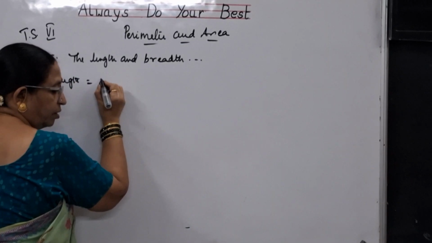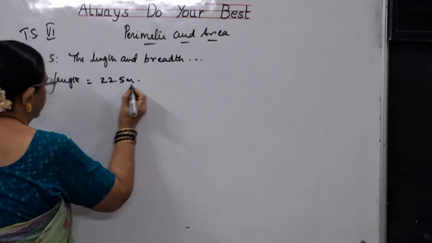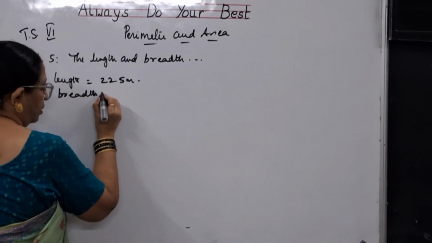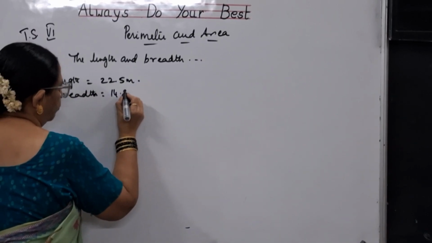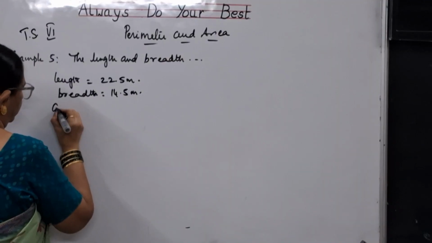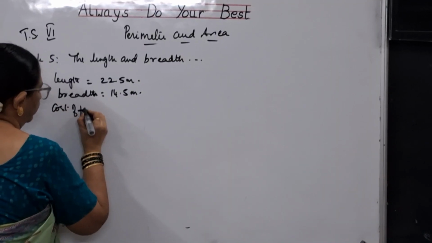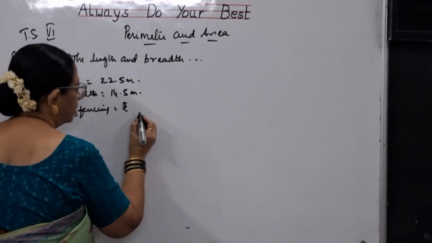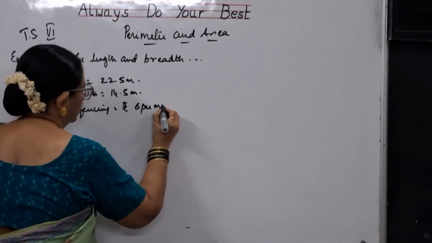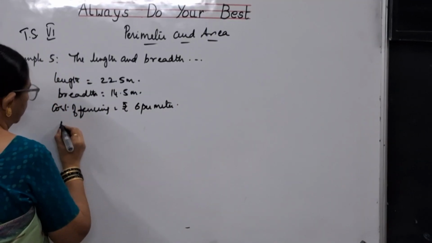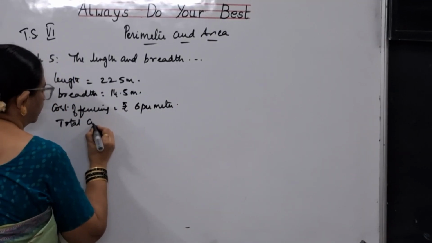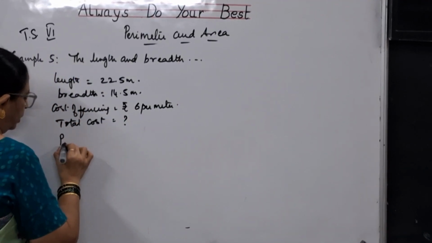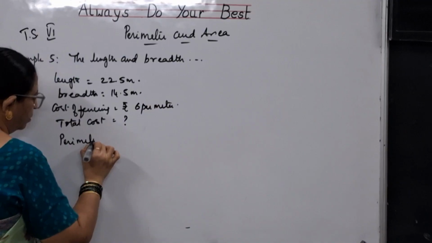Length is given as 22.5 meters and breadth is given as 14.5 meters, and cost of fencing is given as rupees 6 per meter. The question is, what is total cost? This is the question. So, we know we need to find out first the perimeter.